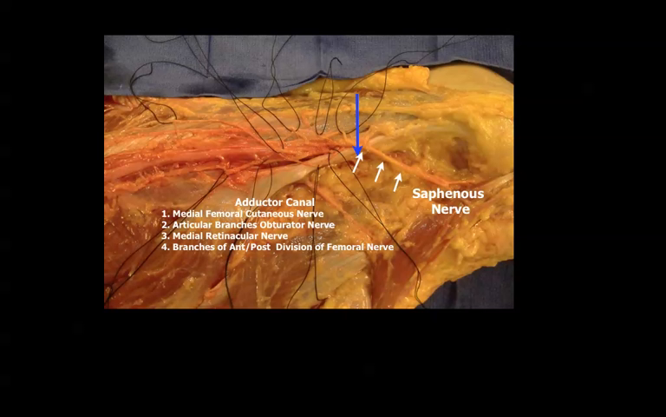Generally, when we consider an adductor canal block, we are talking about a block proximal to this blue arrow. If we're talking about a saphenous nerve block only, we're talking about a block distal to this arrow.